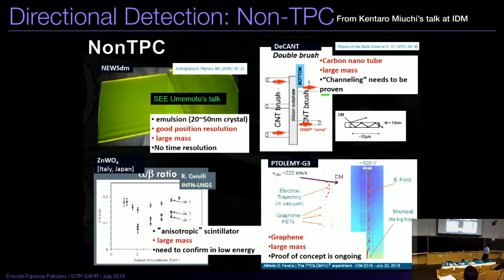So there's a couple of papers out there. And then there's this idea of using graphene that's called Ptolemy G3, where you have the graphene sheets that would basically generate electrons that you would see if you have a bunch of layers of this stuff, and you can make a tracker basically for the dark matter signal that would depend on the direction. So these are all more exotic new ideas that are in R&D.